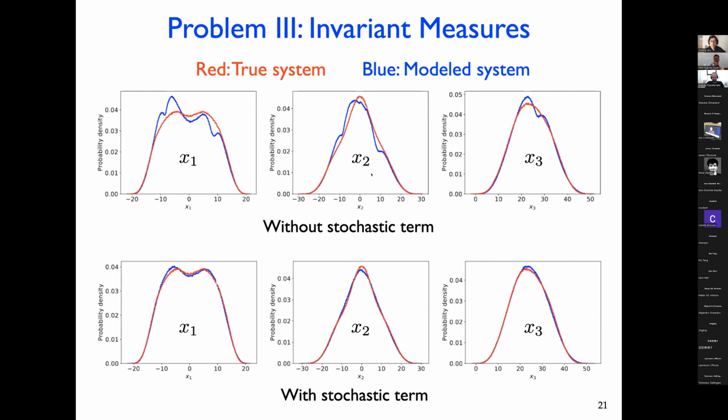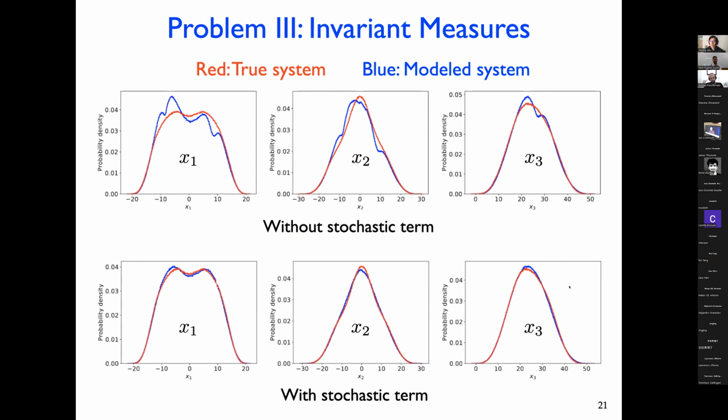And as we can see here, for the model system without stochastic term, the invariant measures show noticeable difference from the true system. But if we incorporate the stochastic term and also try to learn it, we can see that we achieve much better agreement with the true system. But I have to say that this is just a toy example, which means that the true system, we design it such that it carries the stochastic term in a similar form as the model system with stochastic term.